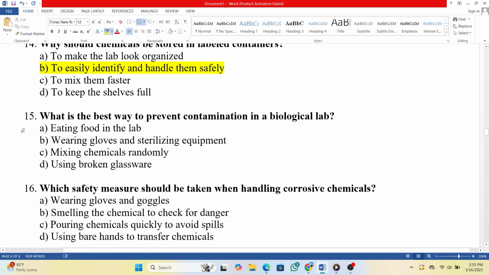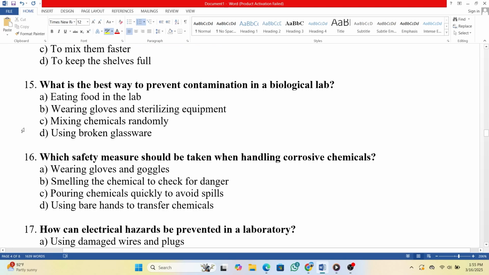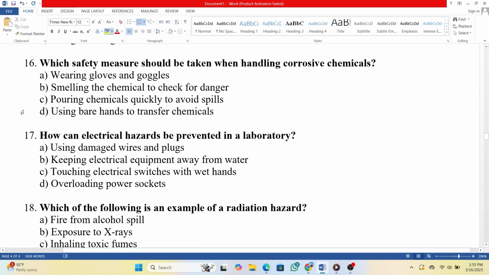C. Mixing chemicals randomly. D. Using broken glassware. Answer, B. 16. Which safety measure should be taken when handling corrosive chemicals? A. Wearing gloves and goggles.